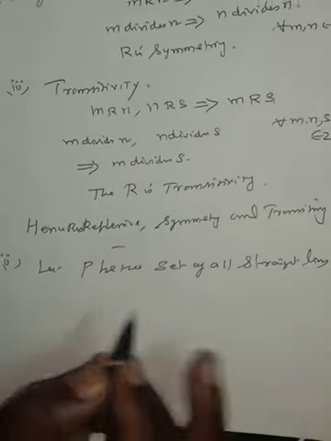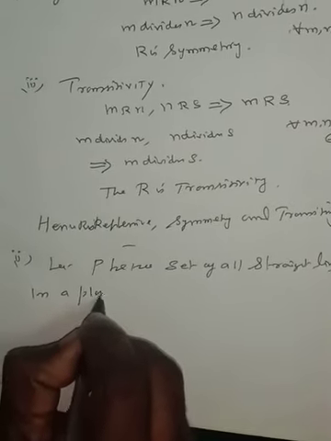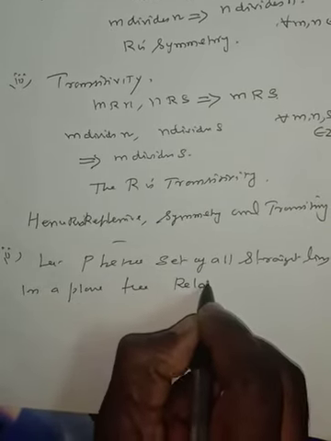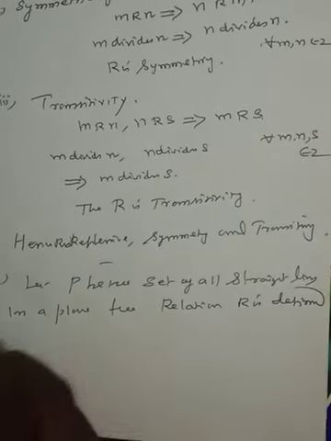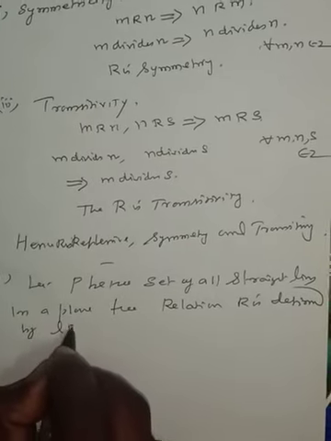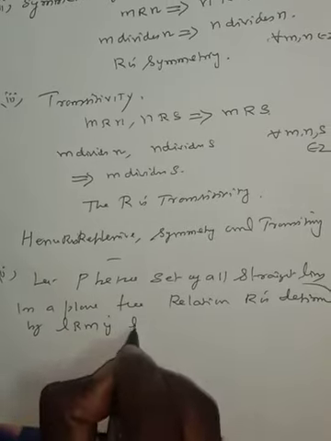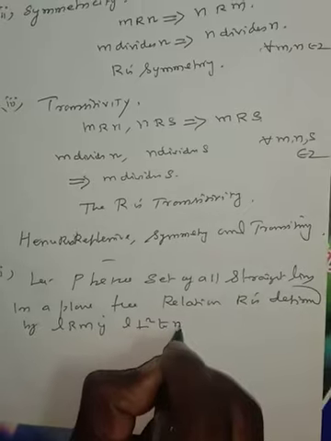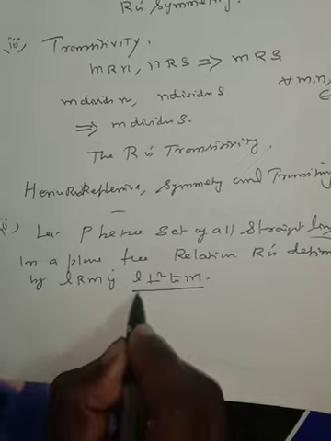Straight lines in a plane. The relation R is defined by L relation M if L is perpendicular to M. The condition is L is perpendicular to M.